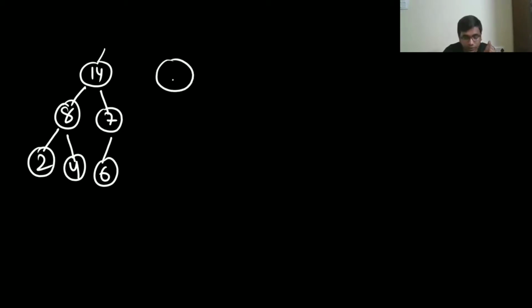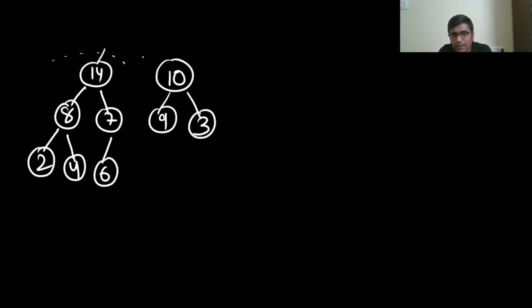Now I am taking one right subtree that is having 10, then 9, then 3. It is a max heap. See, this is also having a max. So your left subtree is having a max, and this right subtree is having a max. Now I will add one node at the root.